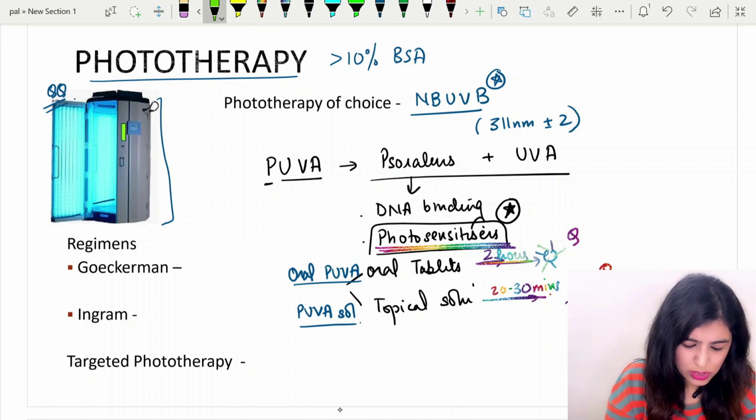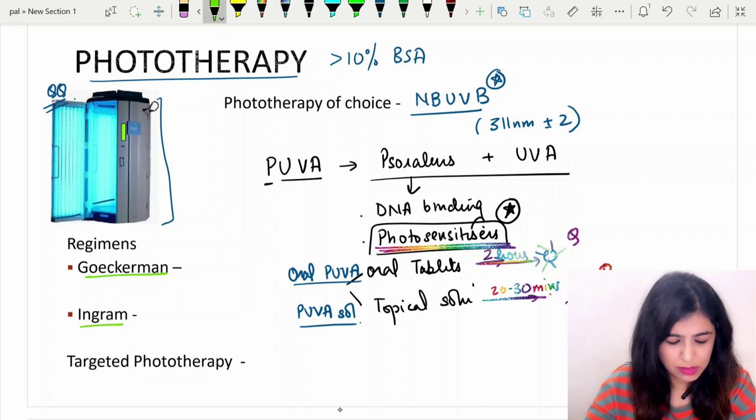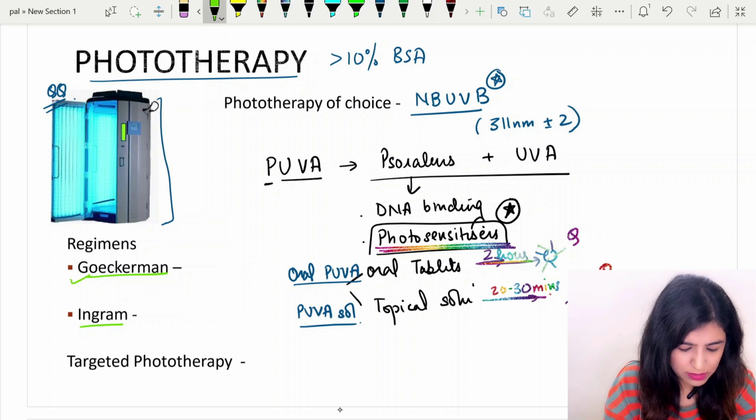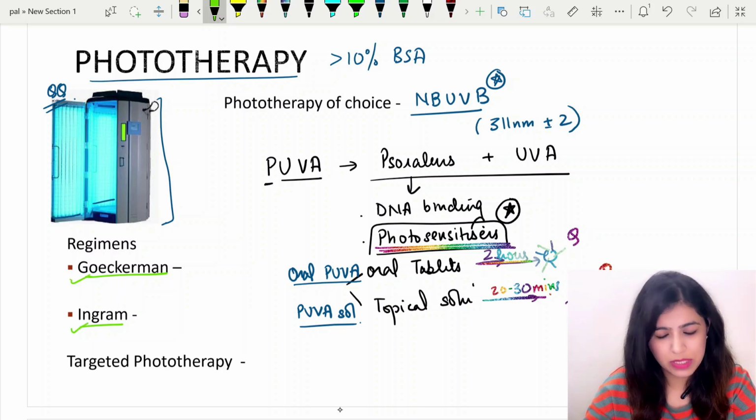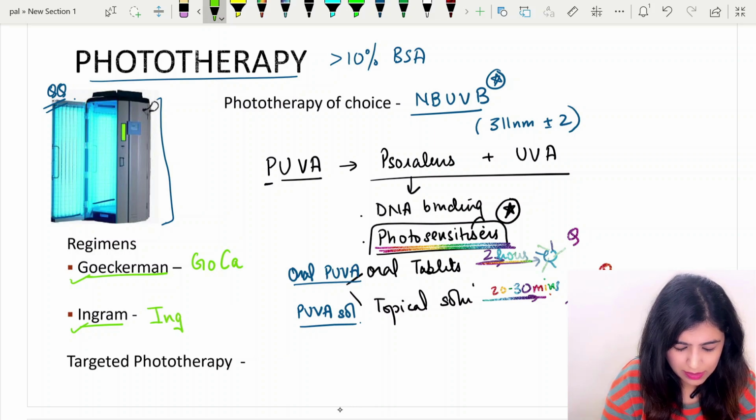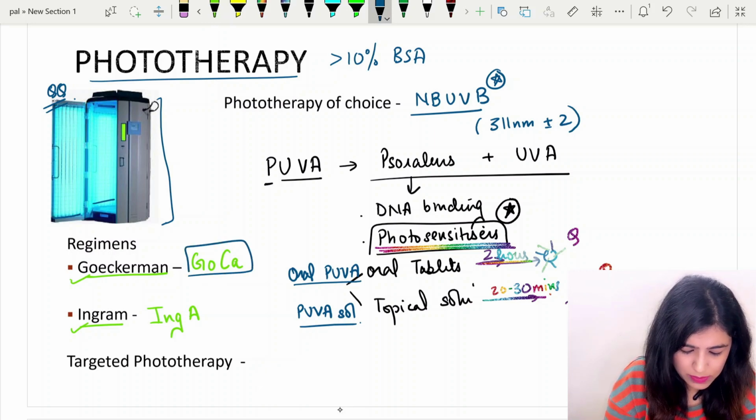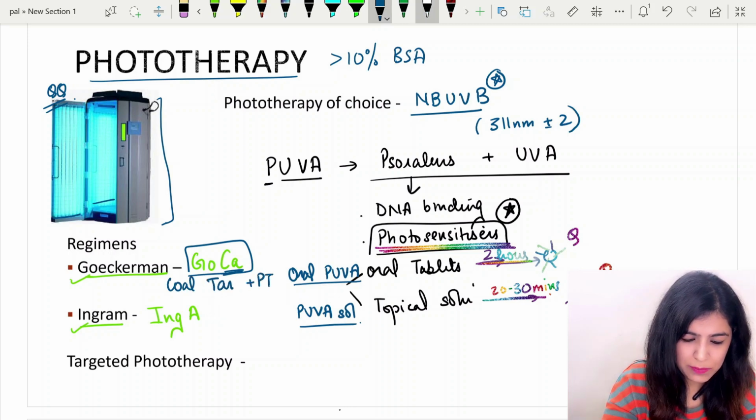Now, we also use some drugs in combination with phototherapy to improve the benefit in the patient. There are different regimens for that, the Goeckerman regimen and the Ingram regimen. How do you remember the drugs that are given? In Goeckerman regimen, remember it as GOKA. For Ingram, INGA. So what is GOKA? GOKA is Goeckerman regimen, you use C. C means coal tar. So in Goeckerman regimen, you use coal tar with phototherapy.